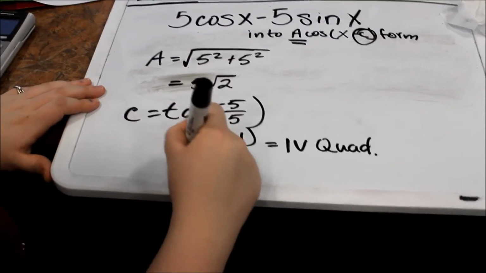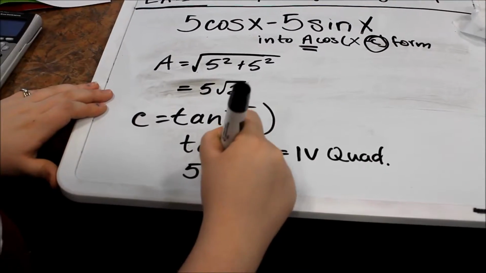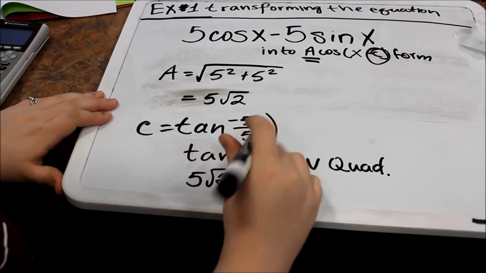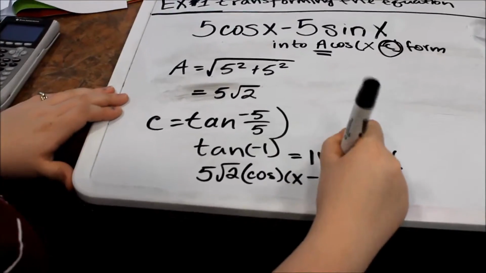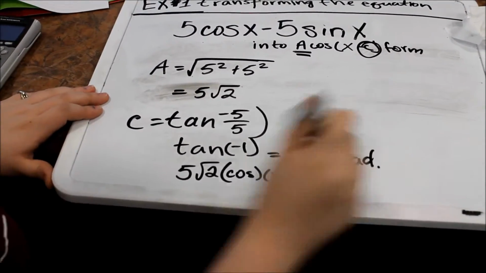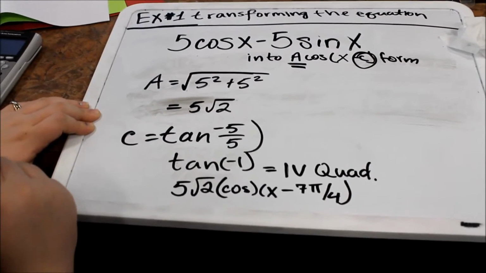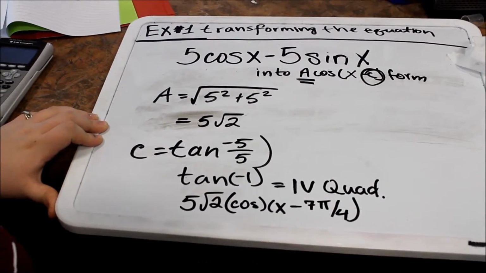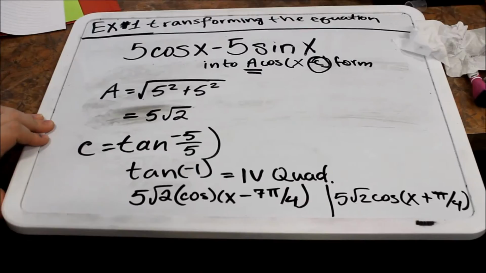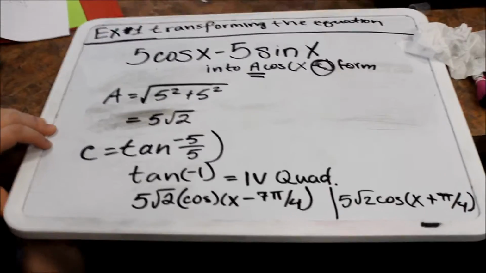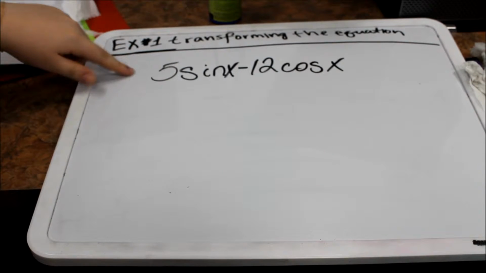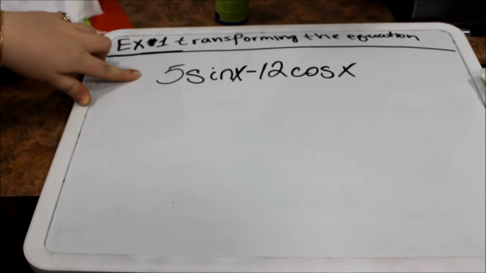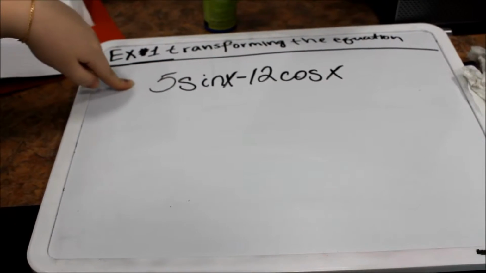So this equation will end up looking like 5 square root of 2 cosine of x minus 7 pi over 4. Now, there is a second equation that's possible. Find that equation now, without the use of a calculator. You should have found the second equation to be 5 root 2 cosine x plus pi over 4. Now transform this equation into a cosine x minus c form.